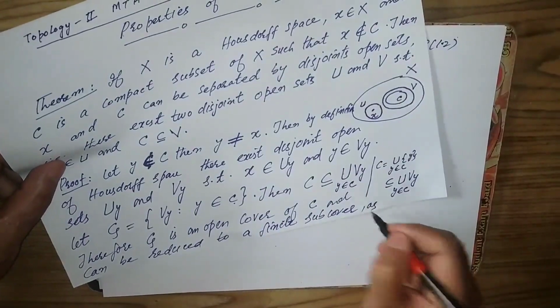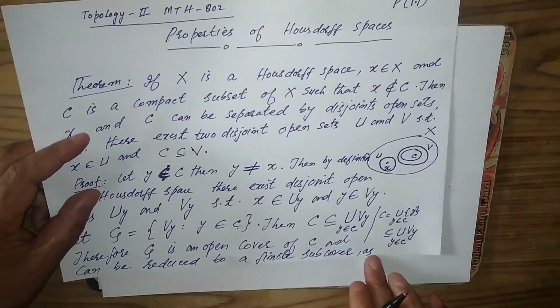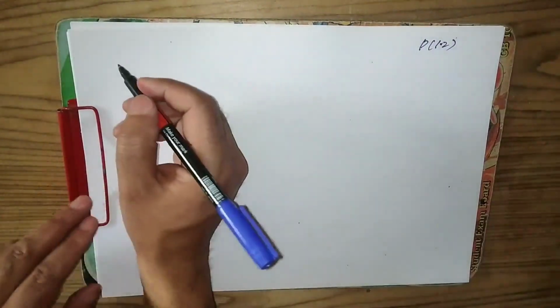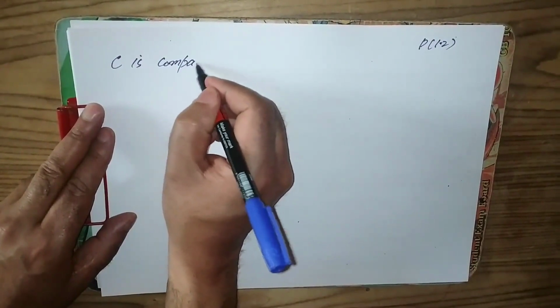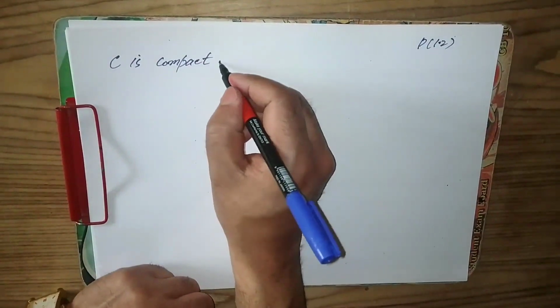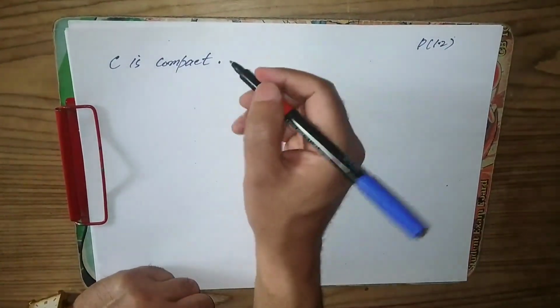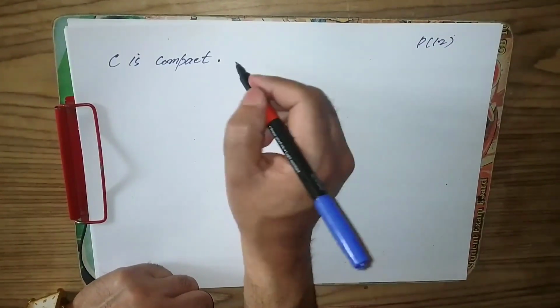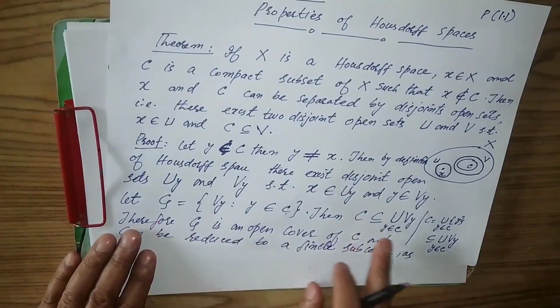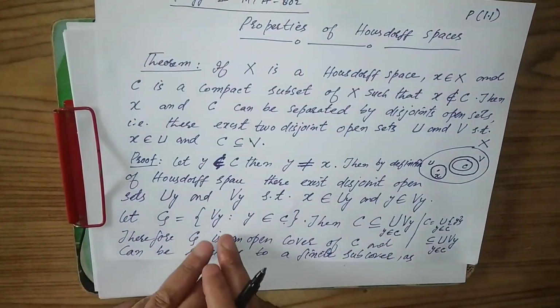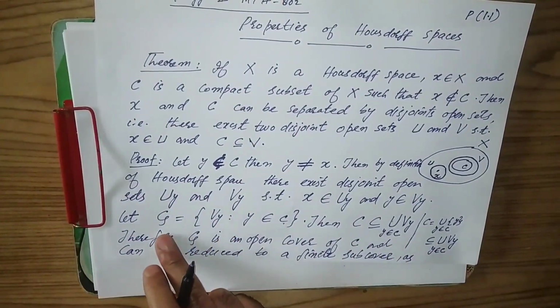So the reason for this is, as this C is compact. So let's take the finite members from this cursive C. Since this cover of C can be reduced to a finite subcover, we can find finite members from cursive C which covers C.